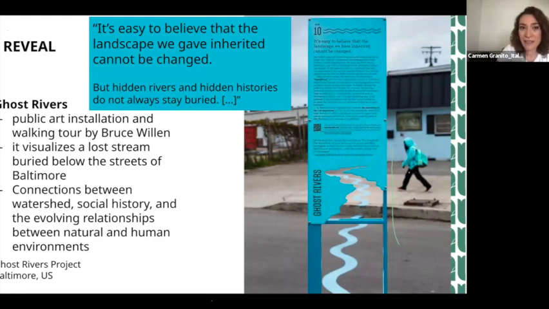So let's look at the text. It says, it's easy to believe that the landscape we have, sorry, this is a typo, we have inherited cannot be changed. But hidden rivers and hidden histories do not always stay buried, right? So this is going to make a revelation about something hidden.